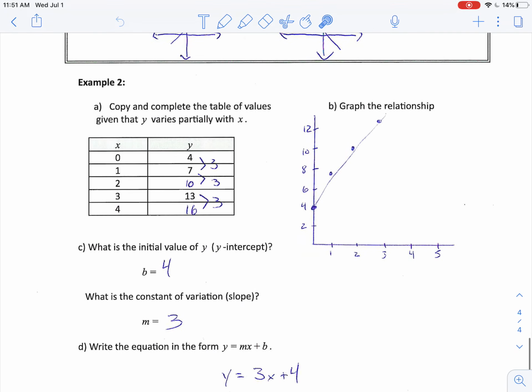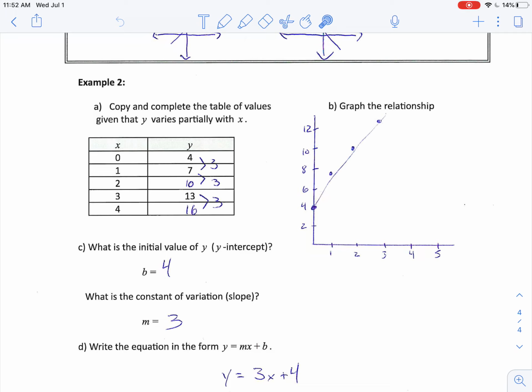Last example here, copy and complete the table of values so that y varies partially with x. So when x is 0, our y value is 4. When x is 1, our y value is 7. x is 2, y is 10, and so on and so forth. And if I go ahead and graph this, x is 0, y is 4. x is 1, y is 7. x is 2, y is 10. And we see how that's kind of forming a line.